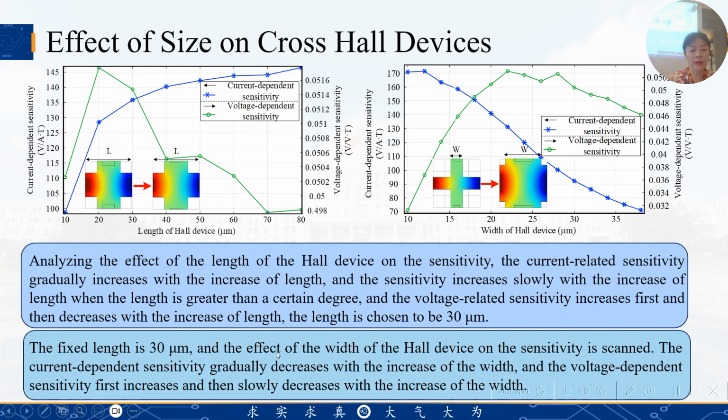After the length is fixed, the effect of the width of the whole device on the sensitivity is scanned. In the right figure, we can see that the current-dependent sensitivity gradually decreases with the increase of the width, and the voltage-dependent sensitivity first increases and then slowly decreases with the increase of the width. So we can see that there is also another cross point. So we choose the length and the width according to our simulation.